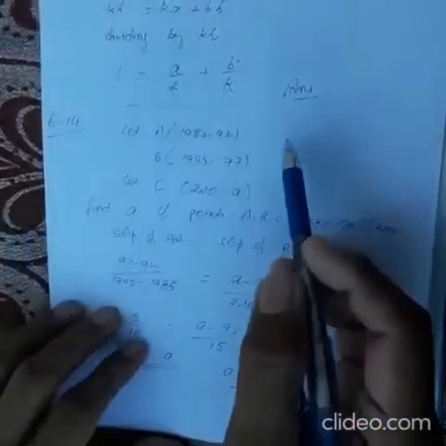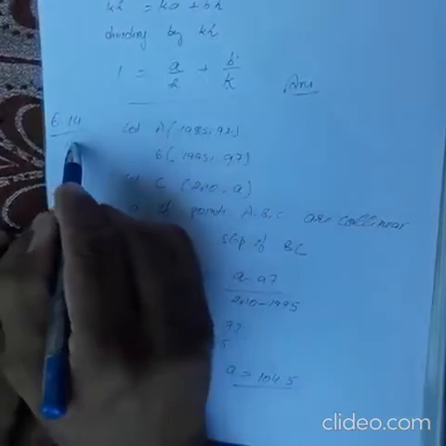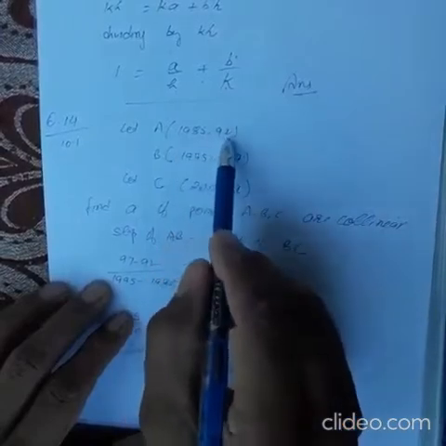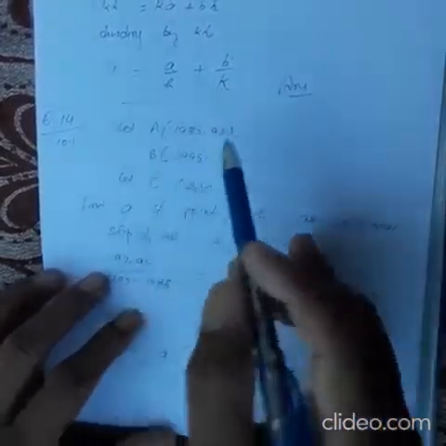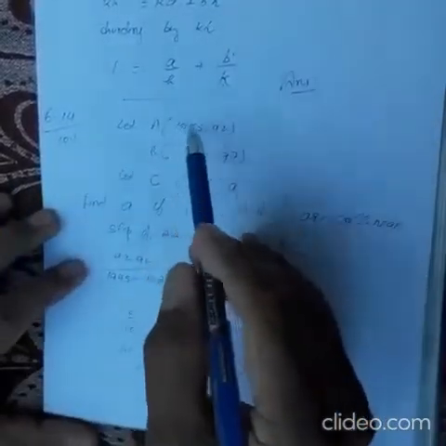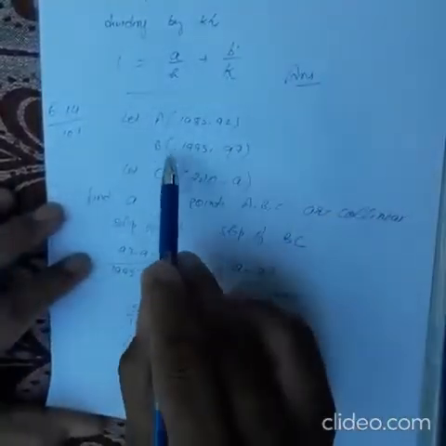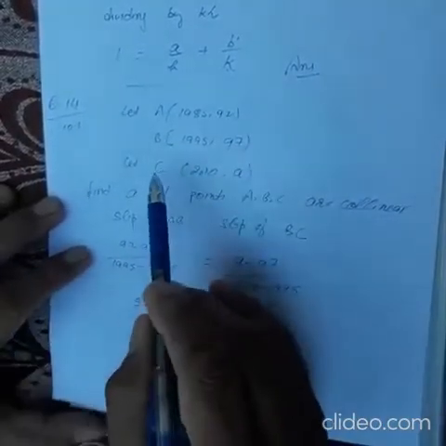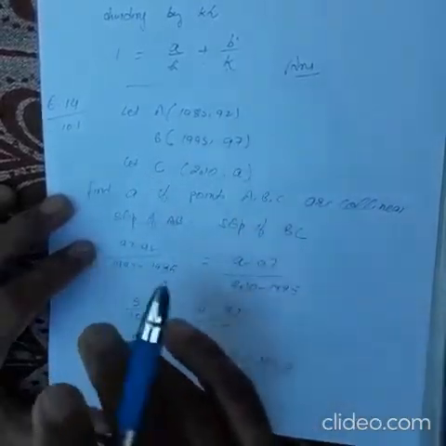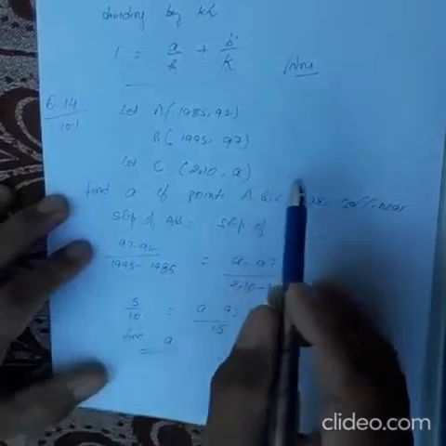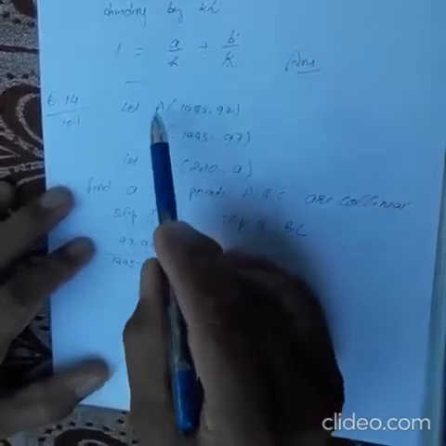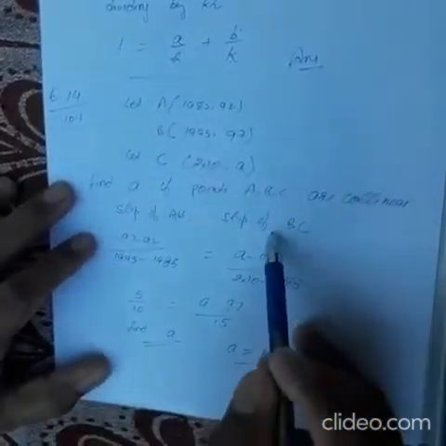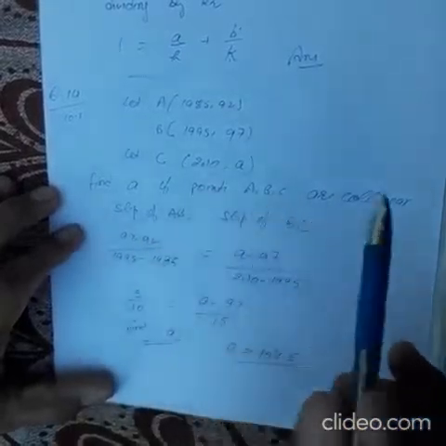Now to question number 14 of exercise 10.1. Let point A be (1985, 92). You can check the graph which is given in the statement of this question in the NCERT book. Point B is (1995, 97). For point C, we are required to find the coordinates without using the graph, using the slope concept. Because A, B, C lie on a line, they are collinear, so the slope of AB will be equal to the slope of BC.